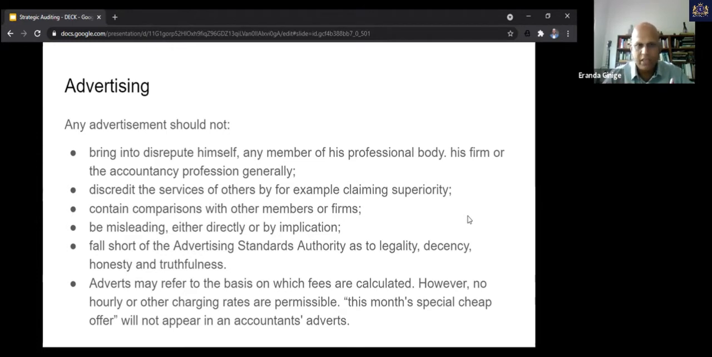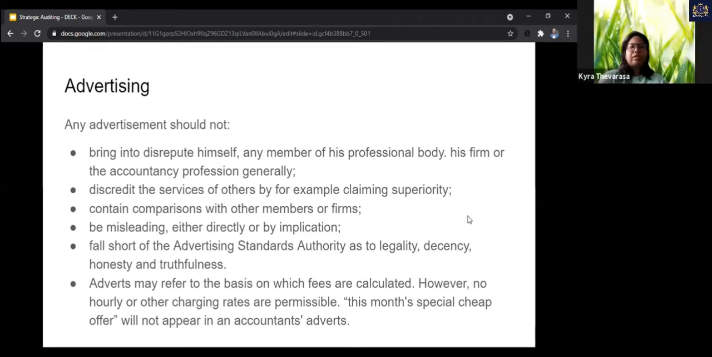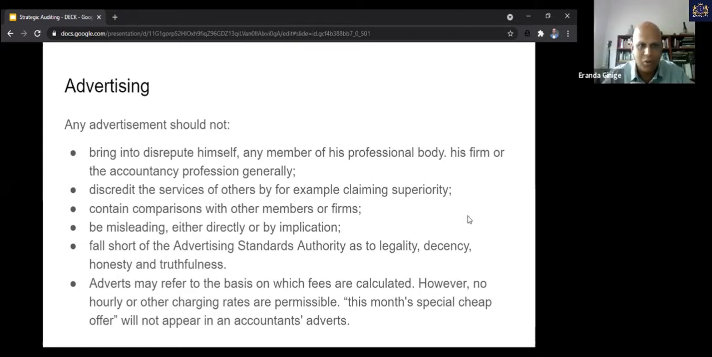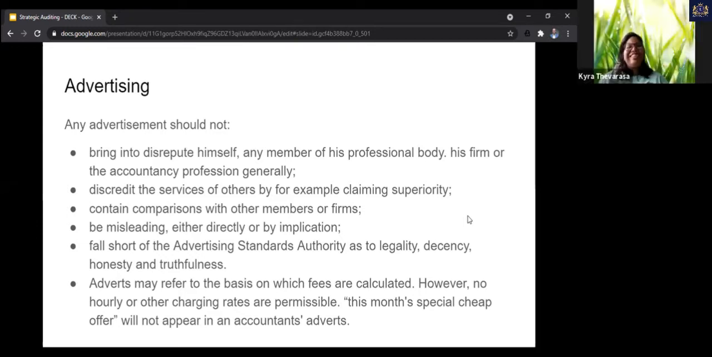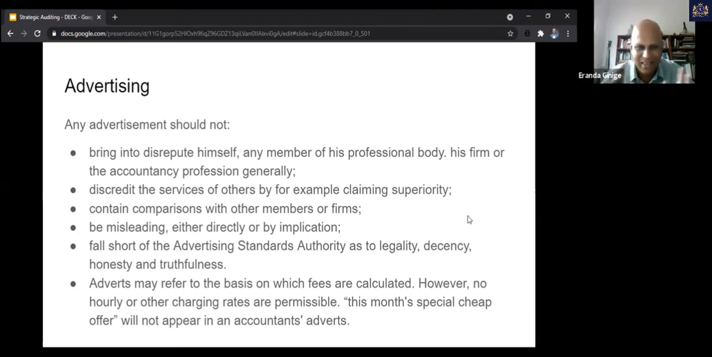They can't be misleading, obviously, directly or by implication. They should not fall short of the Advertising Standards Authority's standards as to legality, decency, honesty, and truthfulness. Adverts may refer to the basis on which fees are calculated. However, no hourly or other charging rates are permissible. So you can't advertise your hourly rates, right? And you can't say a special discount for April or whatever. Seasonal discounts, you can't say stuff like that, like how others will advertise.